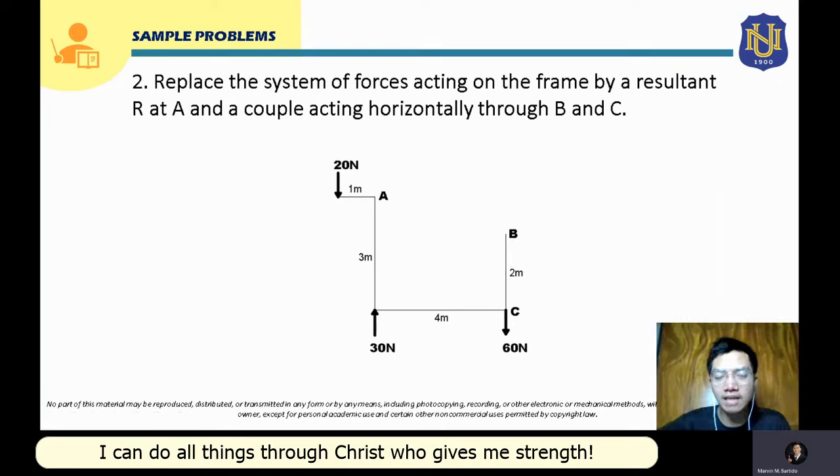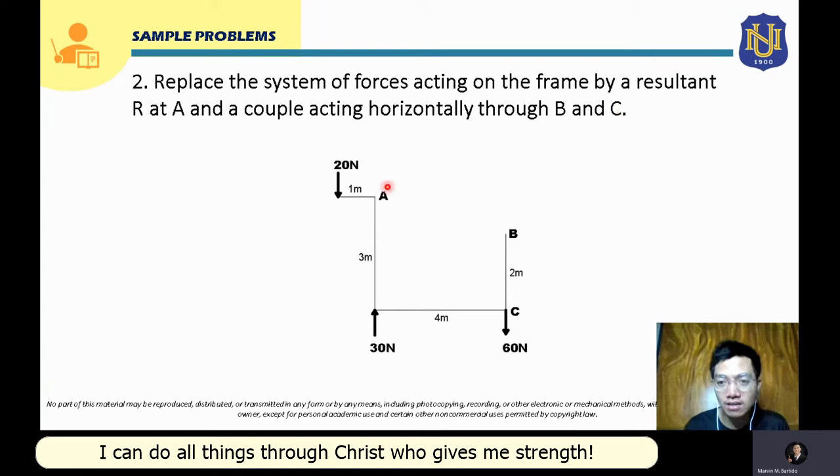Replace the system of forces acting on the frame by a resultant R at A and a couple acting horizontally through B and C. So we have here a force system with forces 20 Newton, 30 Newton, and 60 Newton. We can solve for the resultant of this system, right? What we are going to do here is replace that system with a new system where the resultant is at point A.